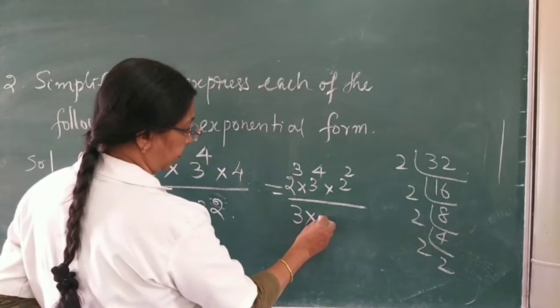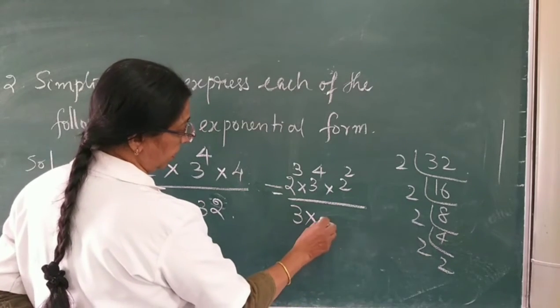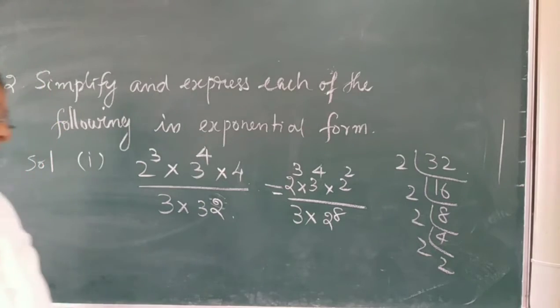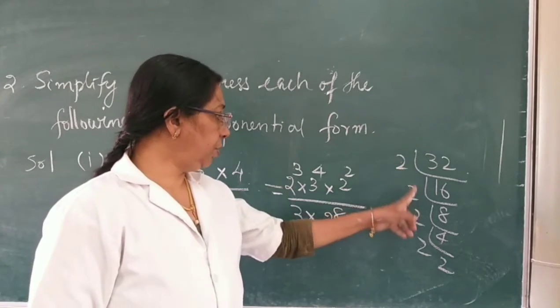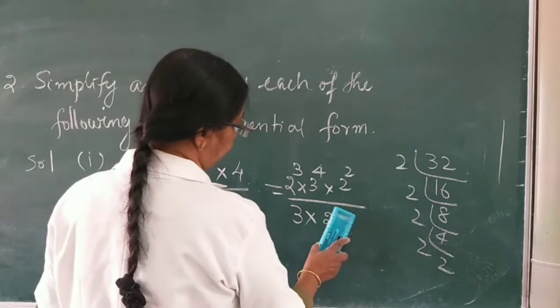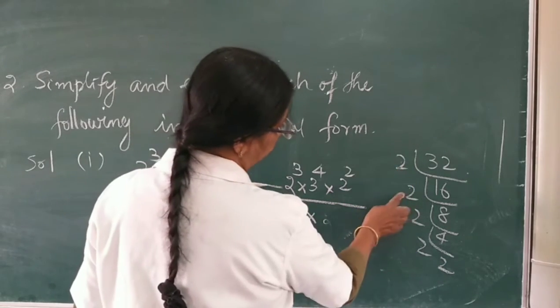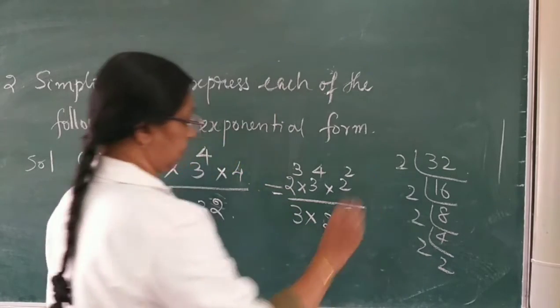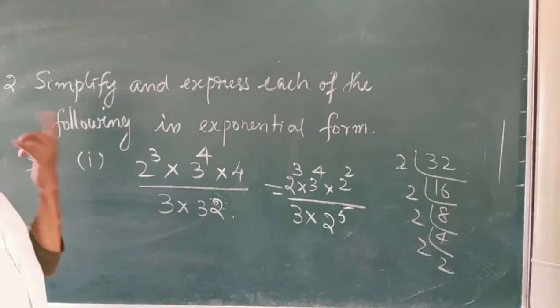That is 2 raised to 8, meaning 2 multiplied 8 times. We don't need to write 2 into 2 into 2 eight times, because we know how many times. 1, 2, 3, 4, 5 — 5 times. Here 2 appears 5 times. Okay, so all are in exponential form.